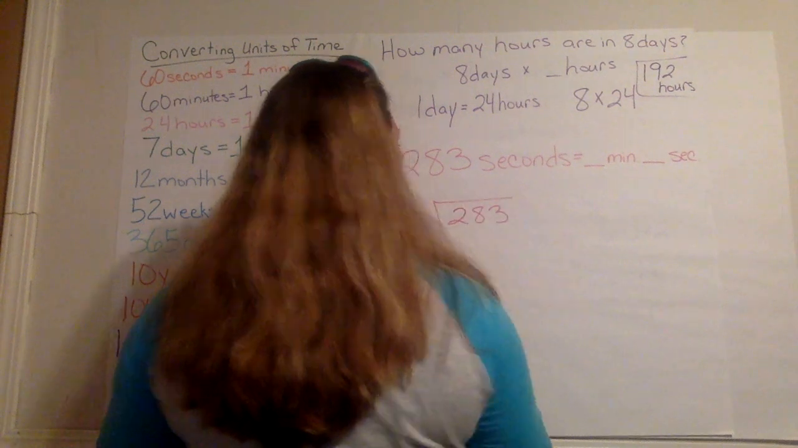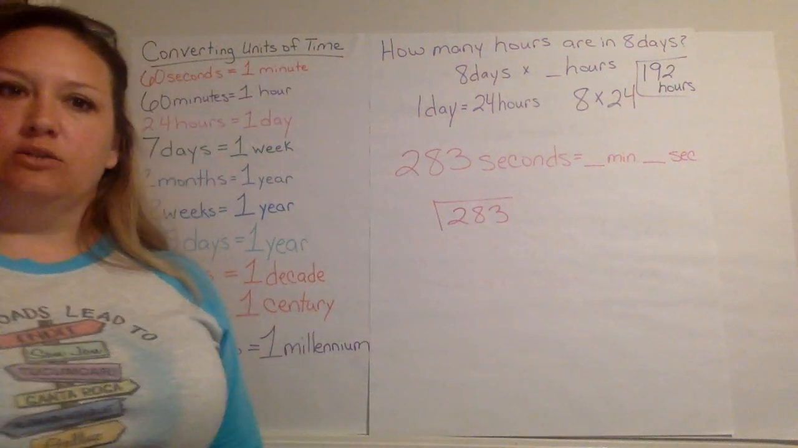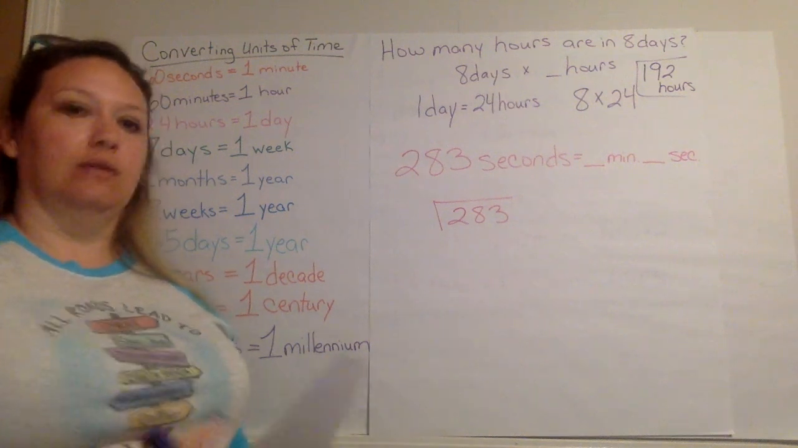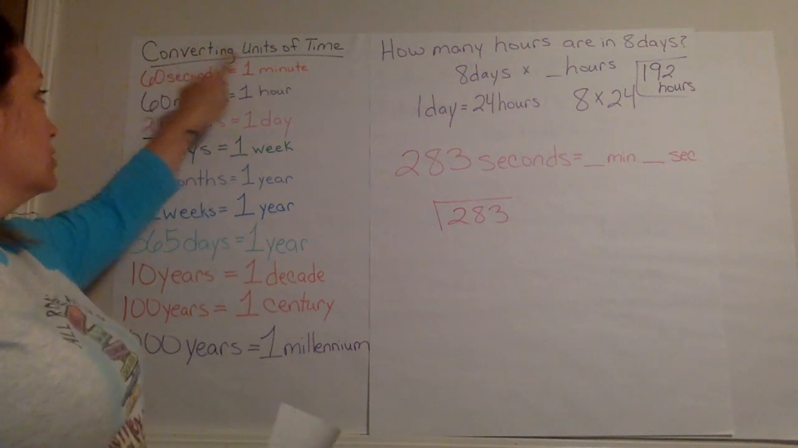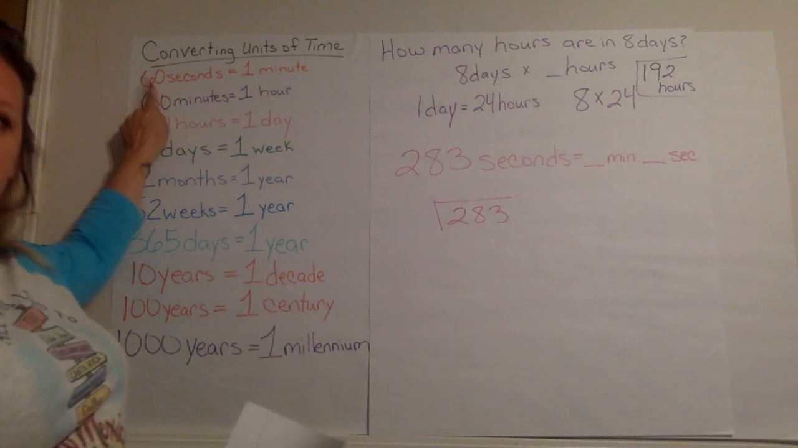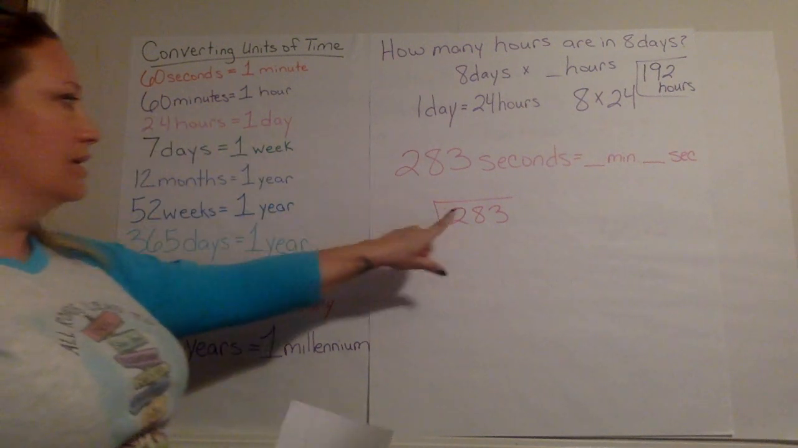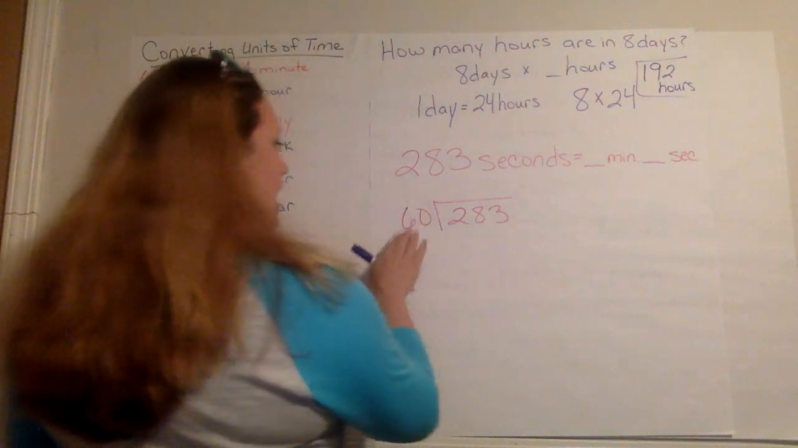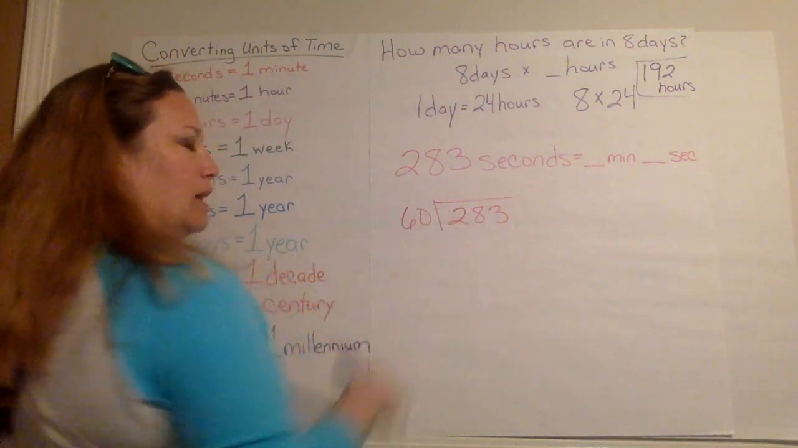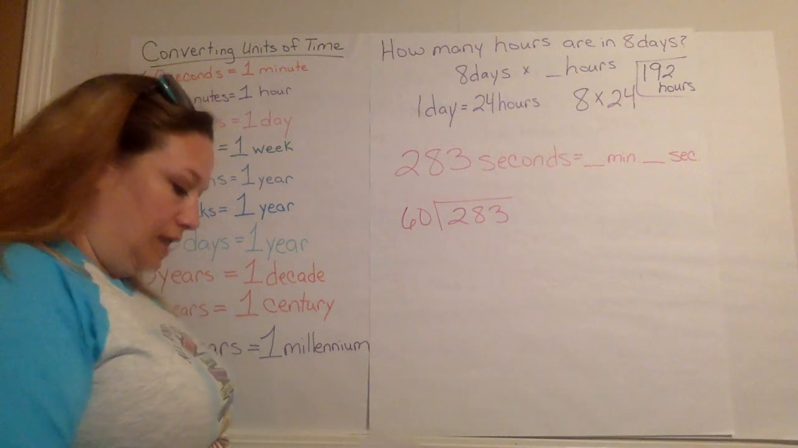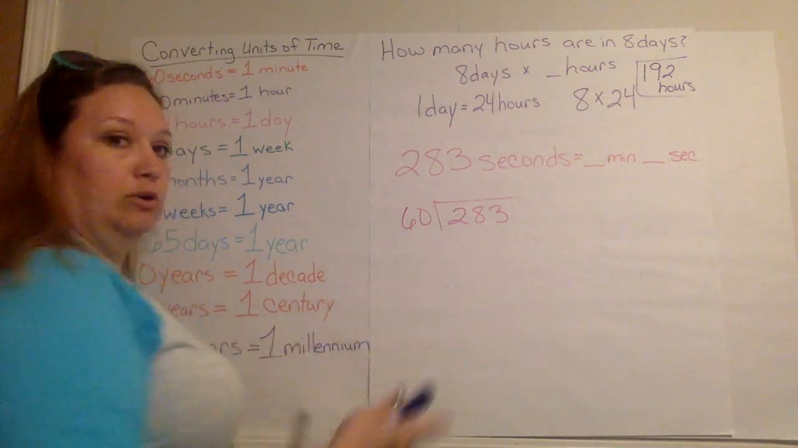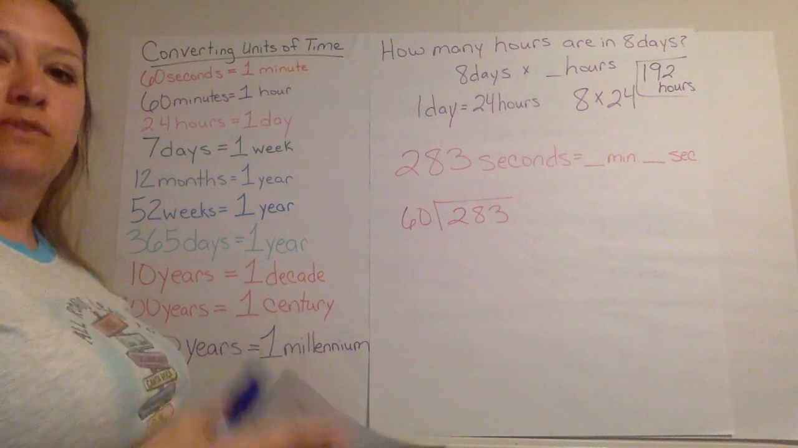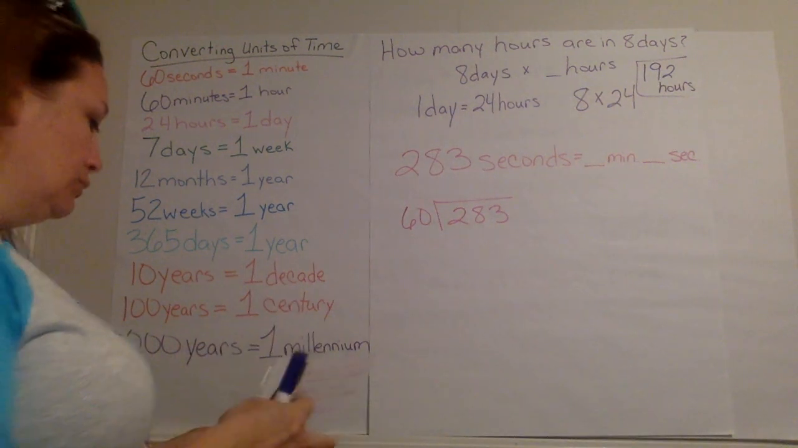283 by something. What are we going to divide 283 by? Well, how many seconds are in a minute? If you look over here, how many seconds are in a minute? There's 60. So if there's 60 seconds in a minute, I can divide 283 by 60. How many times will 60 go into 283? Well, you're going to have to work this out. You can go over to the side and you can multiply 60 times 2, 60 times 3, 60 times 4. Figure out which one gets the closest without going over.